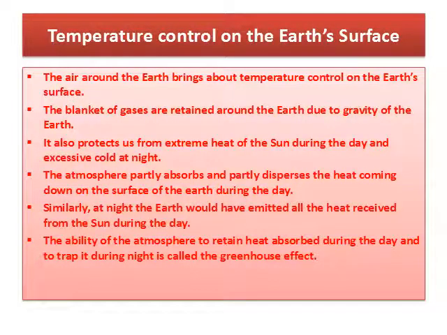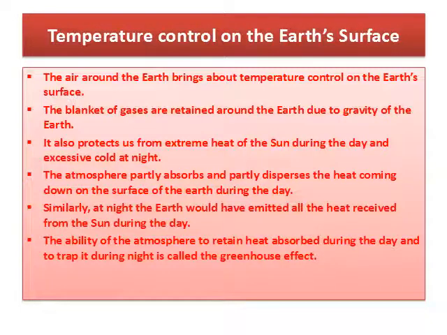Temperature control on the Earth's surface. The air around the Earth brings about temperature control on the Earth's surface. Atmosphere is a layer of gases surrounding the Earth. The blanket of gases is retained around the Earth due to gravity of the Earth. It provides us protection from the harmful effects of sun's rays by absorbing the ultraviolet radiations of the sun.